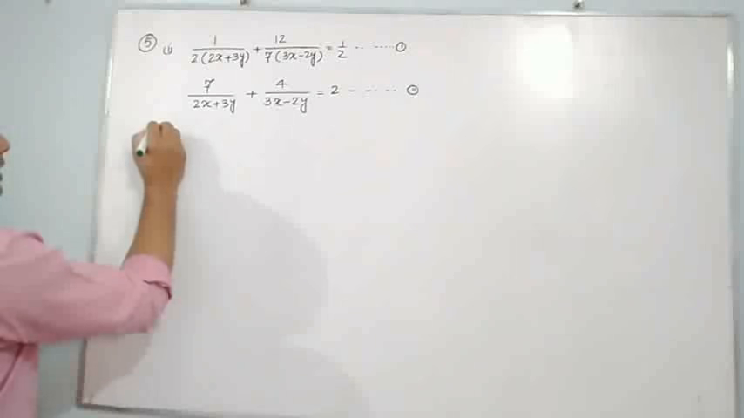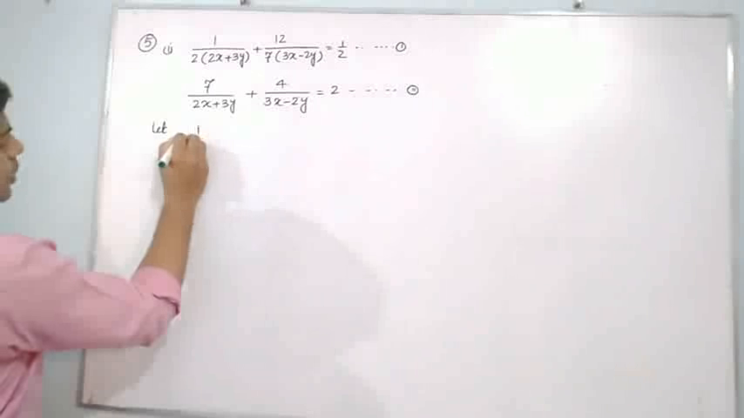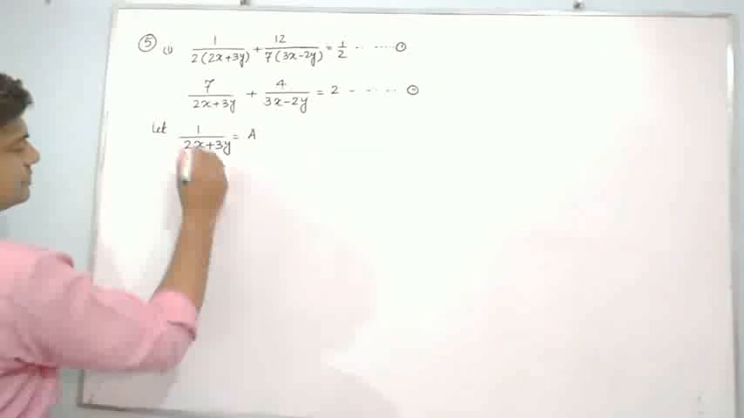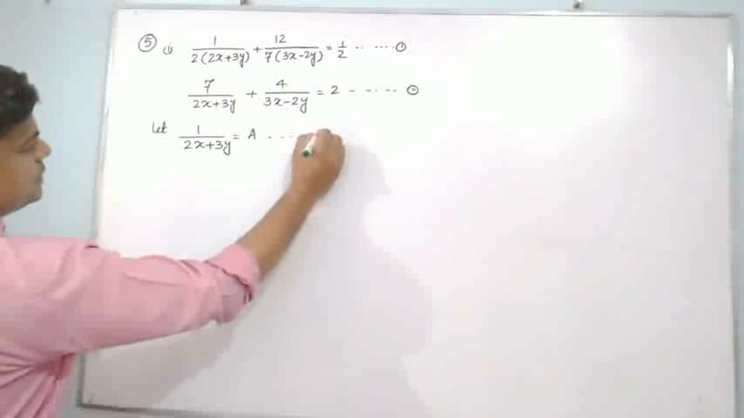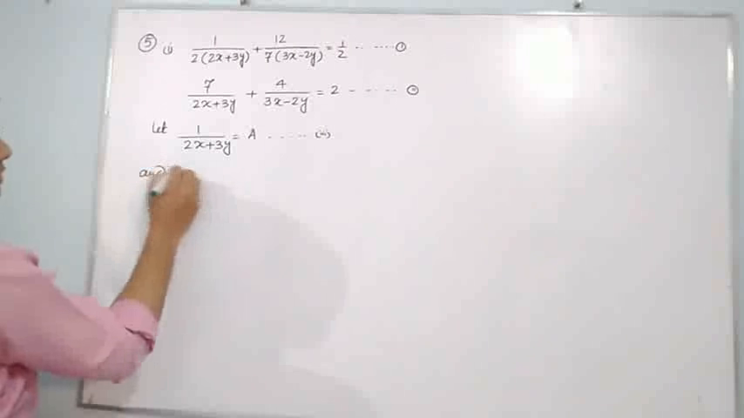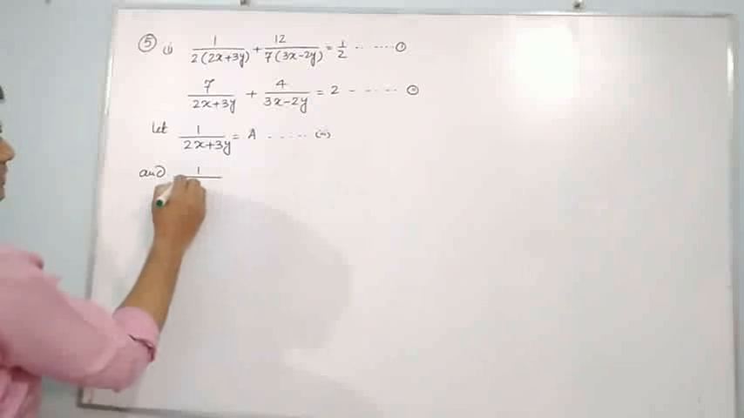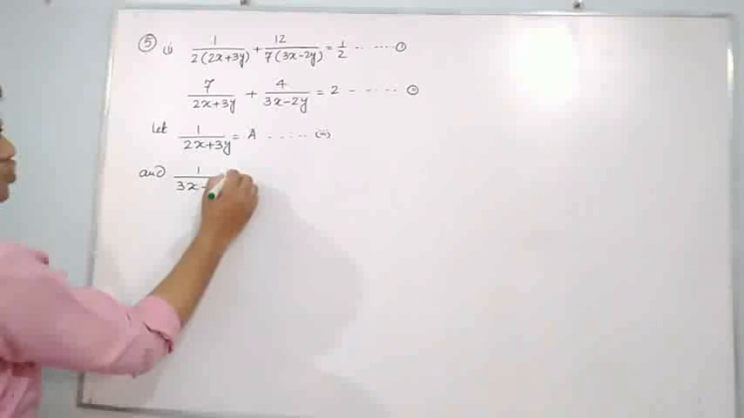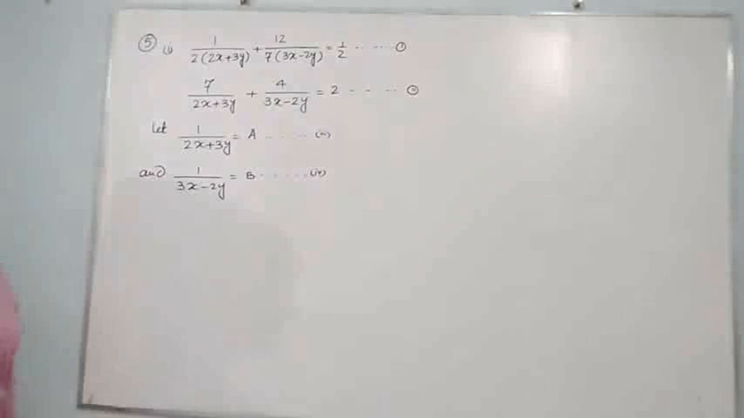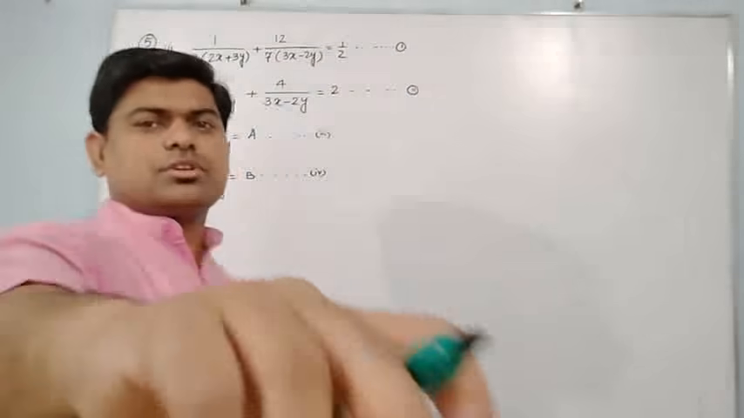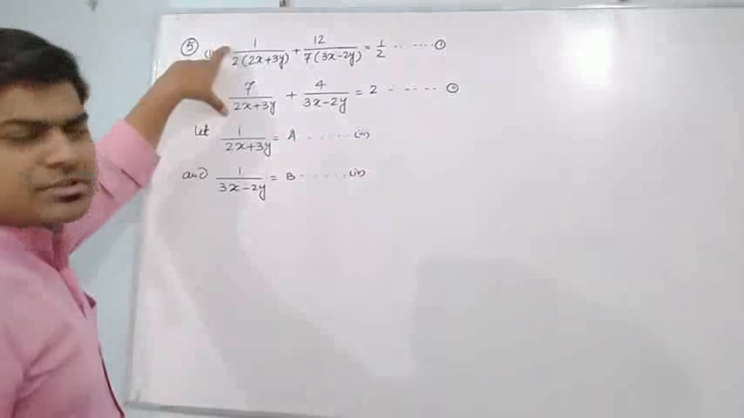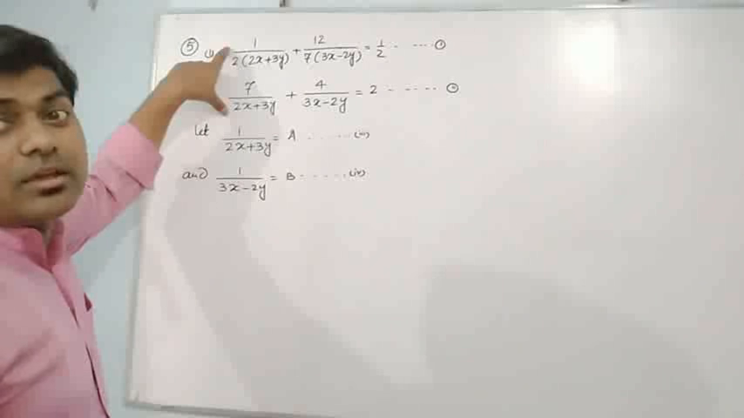You can see, if I write here, let 1 upon 2x plus 3y is equal to a, and this can be written as equation number 3, and 1 upon 3x minus 2y is equal to b, and this will be written as equation number 4. What will happen if I do this? Actually, our question, these two equations, will convert into the form of a and b.